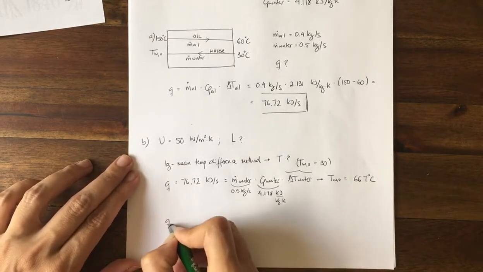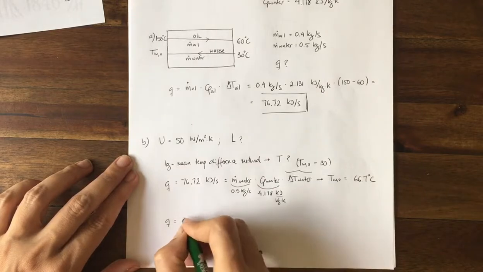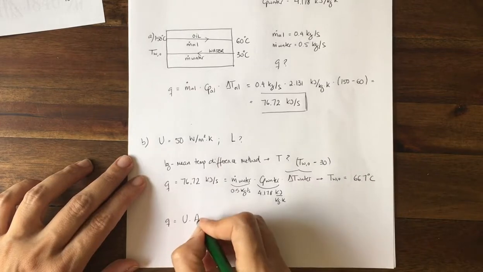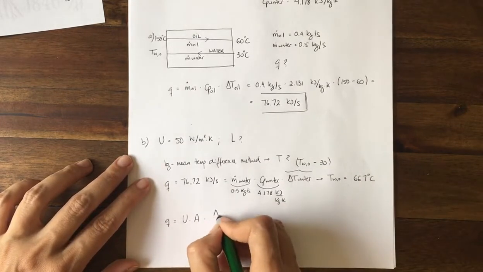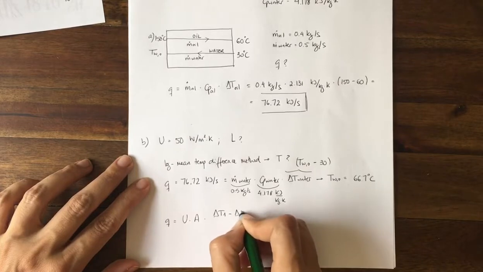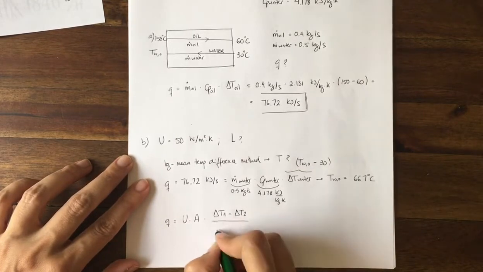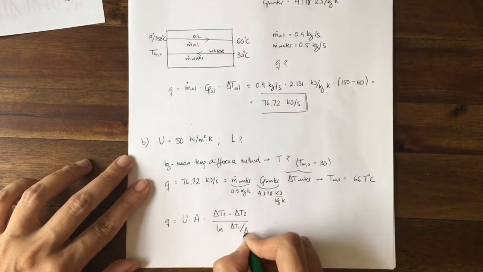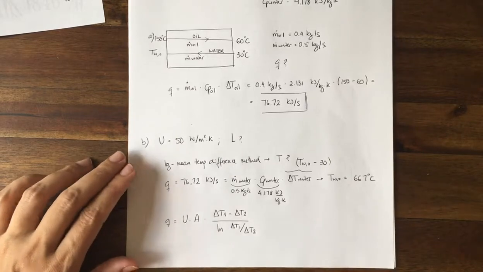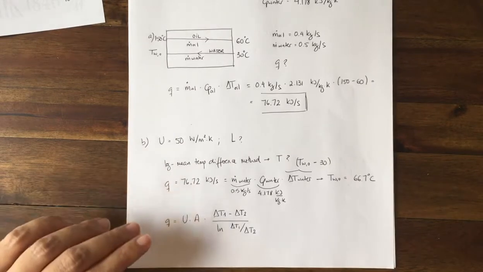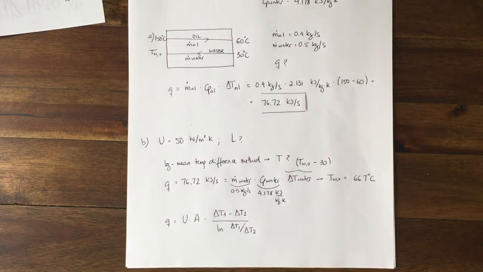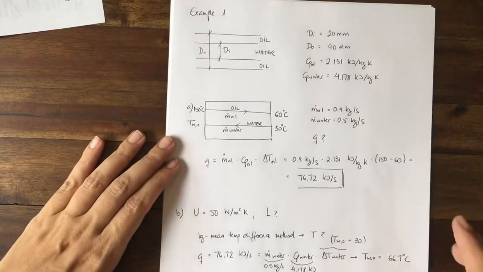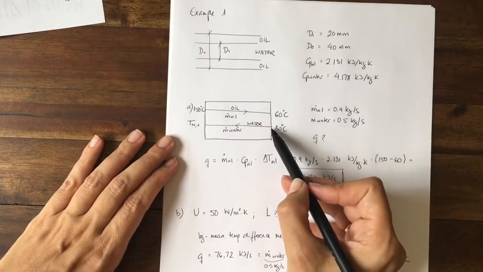We've seen in class that the heat transfer rate is equal to the global coefficient U times the area times the delta T1 minus delta T2 over the log of delta T1 over delta T2. And what is this delta T1 and delta T2? Delta T1 is the higher temperature difference, either at the inlet or at the outlet.